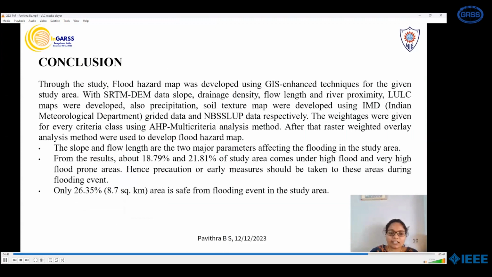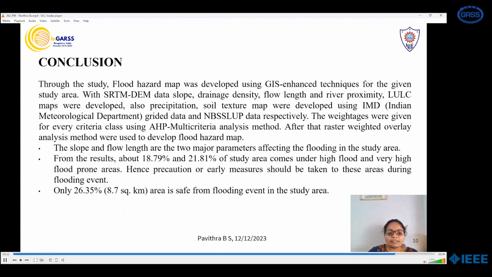In this study, a flood hazard map for the specified region was created by using GIS techniques. Various factors like slope, drainage density, and a few more maps were considered. Analytic hierarchy process analysis assigned weightages to each factor, and raster weighted analysis produced the final flood hazard map.